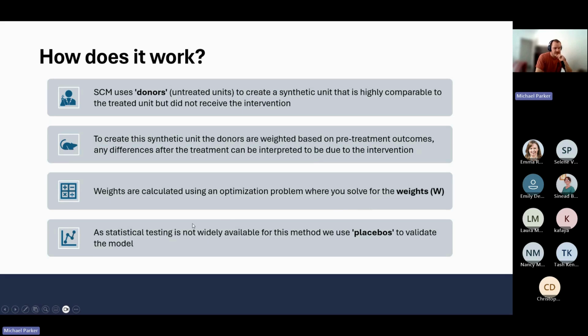Unlike classical statistics or regression models, there's no widely available statistical testing at the minute. So it's not necessarily that easy to factually say, oh yeah, the p-value is less than this, so we have a working model and we can say this for sure. But there are ways of intuitively understanding whether or not your model is working, and this is done using placebos, and I'll explain what placebos are now.